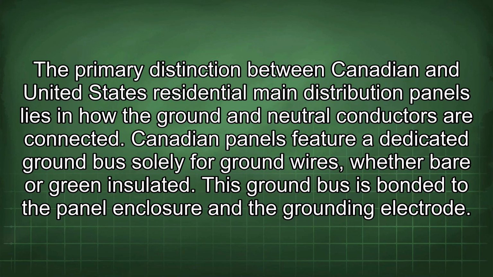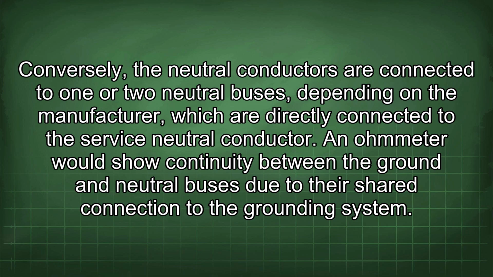The primary distinction between Canadian and United States residential main distribution panels lies in how the ground and neutral conductors are connected. Canadian panels feature a dedicated ground bus solely for ground wires, whether bare or green insulated. This ground bus is bonded to the panel enclosure and the grounding electrode. Conversely, the neutral conductors are connected to one or two neutral buses depending on the manufacturer, which are directly connected to the service neutral conductor. An ohmmeter would show continuity between the ground and neutral buses due to their shared connection to the grounding system.